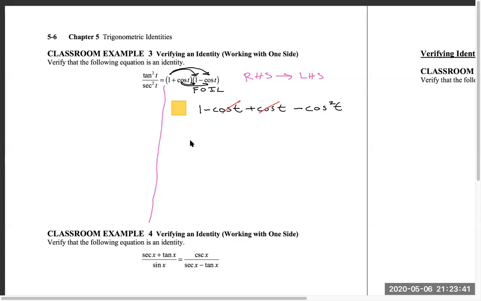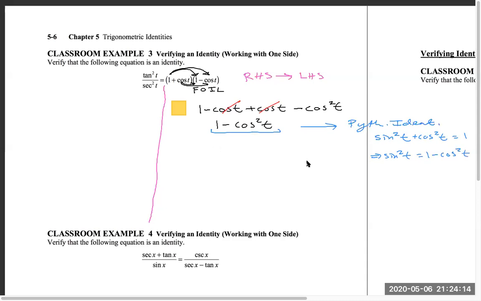And we have 1 minus cosine squared t. Now this, hopefully you're starting to get familiar with the Pythagorean identities and their forms. Sine squared t plus cosine squared t equals 1. So sine squared t equals 1 minus cosine squared t. So where you see the 1 minus cosine squared t, you're going to replace it with sine squared t.